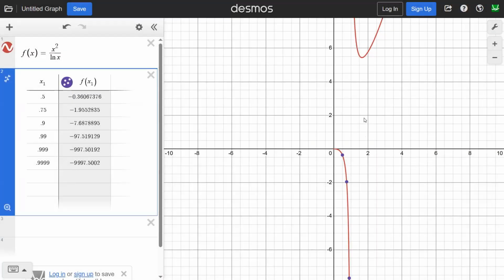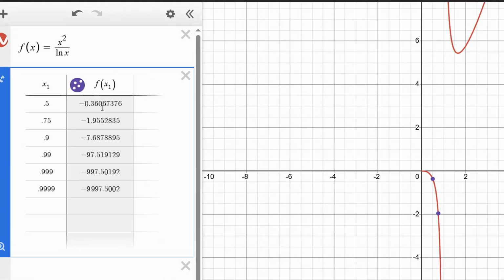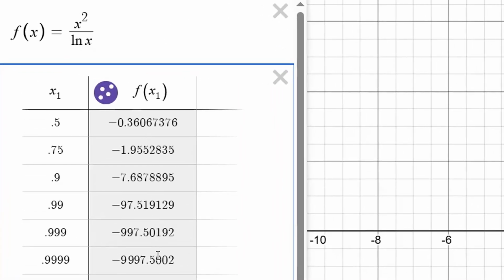So here we have the graph of x squared over natural log x, and we can see as x approaches 1 from the left, the y values decrease without bound. And that is also verified in the table, that as we get closer to 1 from values a little bit smaller than 1, the y values decrease without bound.